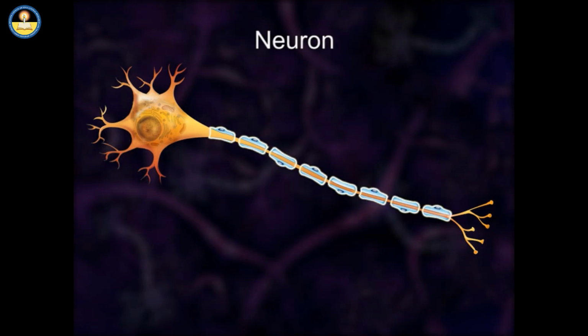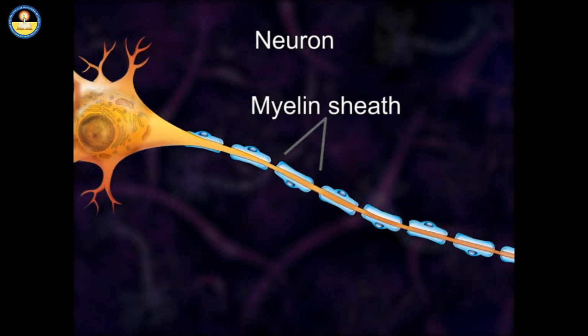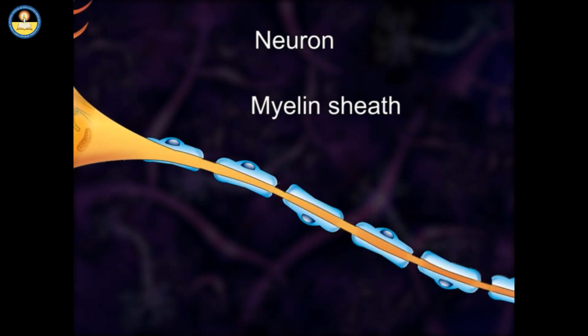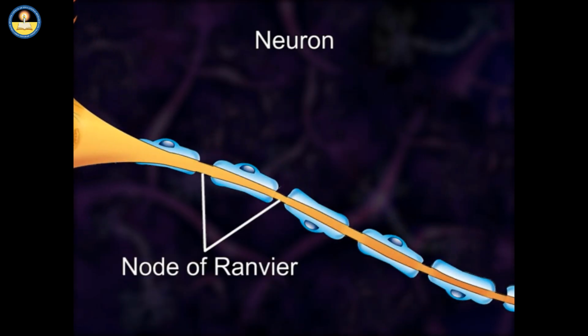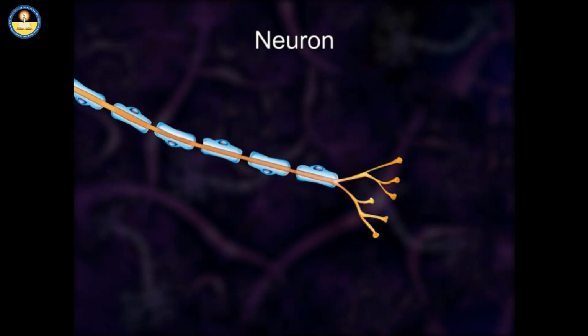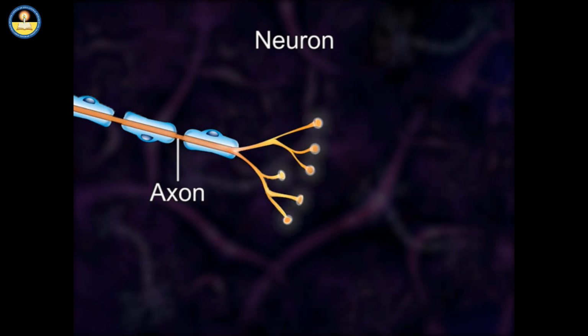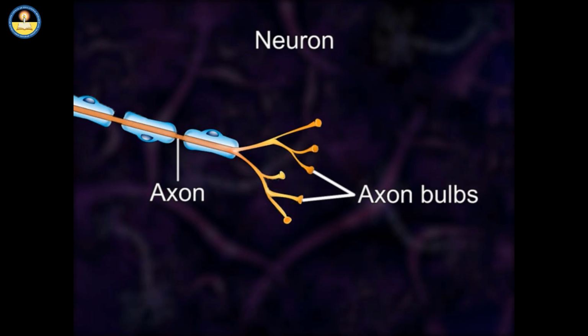A neuron is covered by an insulating sheath called myelin sheath. This fatty sheath is missing at intervals which are called nodes of Ranvier. The end portion of an axon is divided into many branches. Each branch has a swollen tip at its end, which is known as axon bulb. These bulbs store chemicals called neurotransmitters.